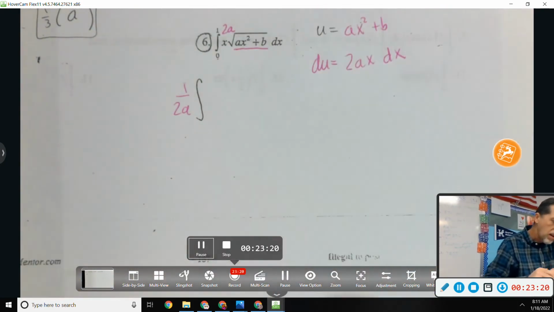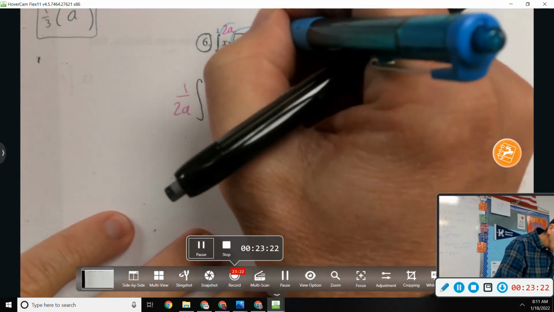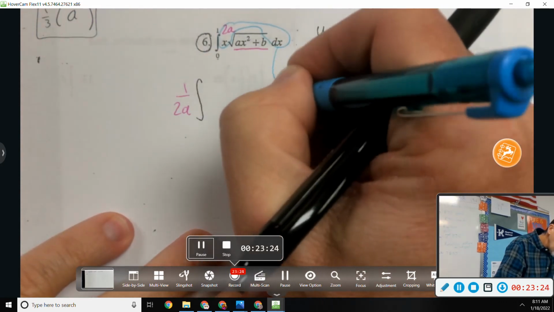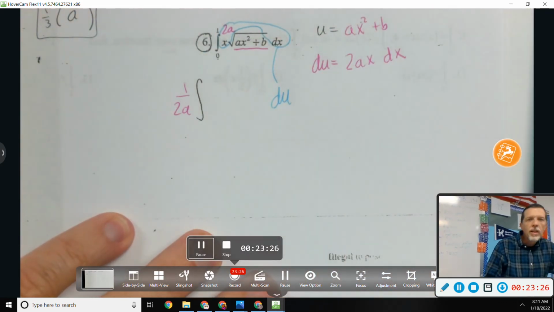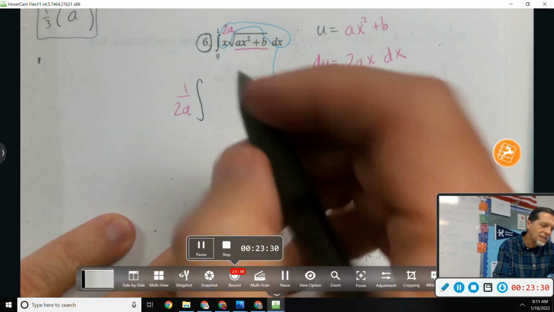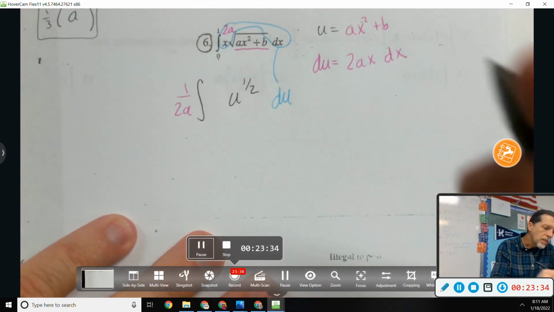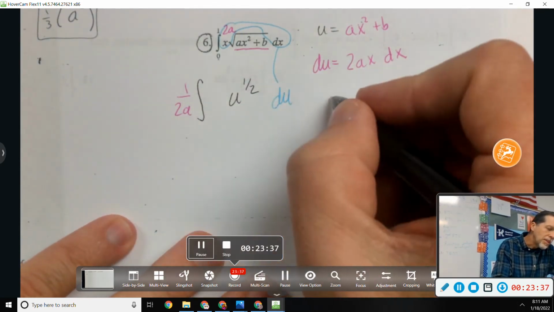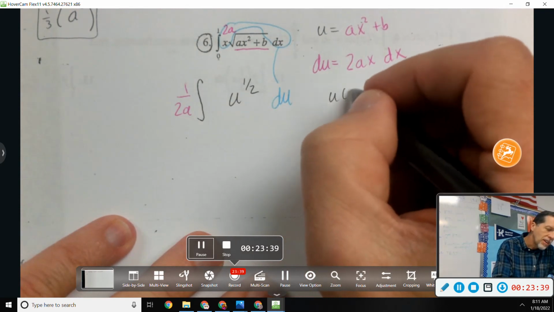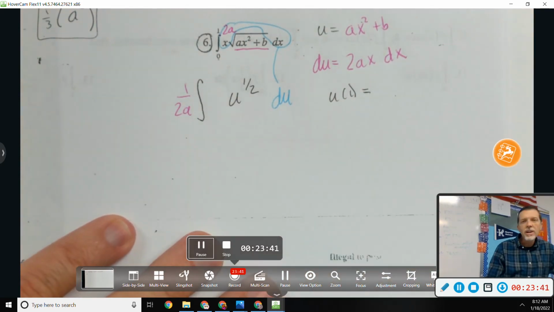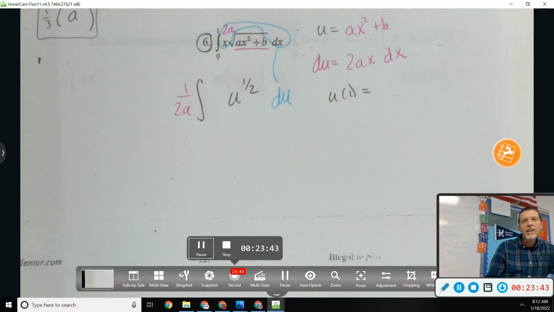So 2ax dx, all that's du. And then what's the rest of the integrand? Yeah, u to the 1/2. I need to put my limits, or I need to figure out what my limits are. So if I plug in 1, this is kind of an annoying problem with all the a's and b's floating around. But if I plug in 1, what do I get for u?